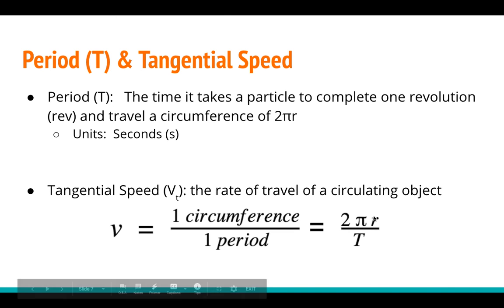As radius changes, the period changes. The tangential velocity, however, must stay constant. That's the defining characteristic of uniform circular motion.